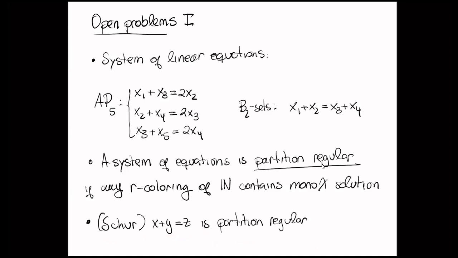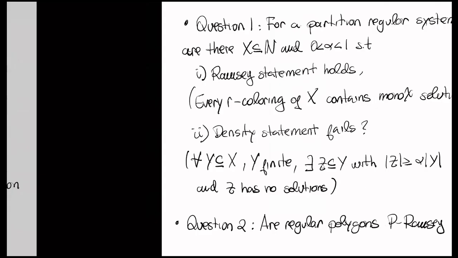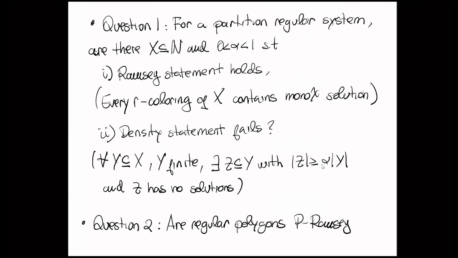So maybe an interesting question is, can we do the same? Can we do the question that we did? You give me a partition regular system, so a system for which I can make a Ramsey statement, otherwise I cannot even start. Can I find a subset X such that the Ramsey statement holds, so every R coloring of X contains a monochromatic solution, but the density statement fails? I can find, for every Y finite, there exists a Z large that has no solutions.